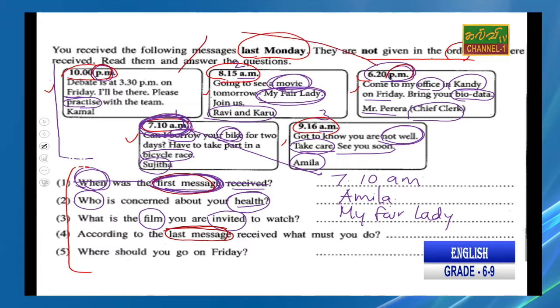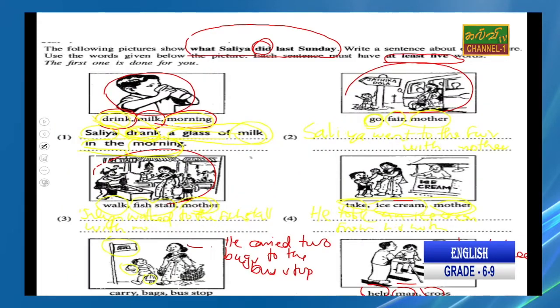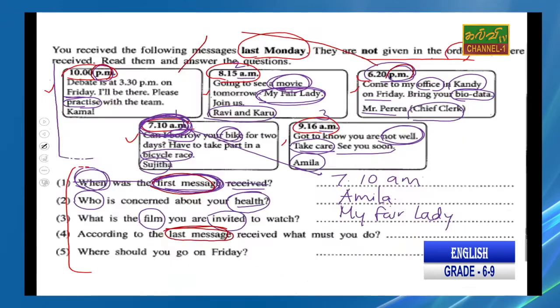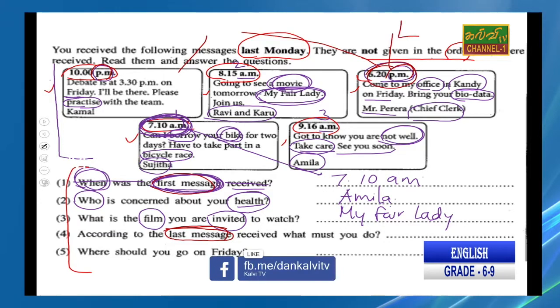Which is the last one? What message is last here? Can you find what is the last message here, dear students? Here, 10 p.m. or 6:20 p.m.? 6:20 p.m. Here is the last message. So let's go to the activity. According to the last message received, what must you do?